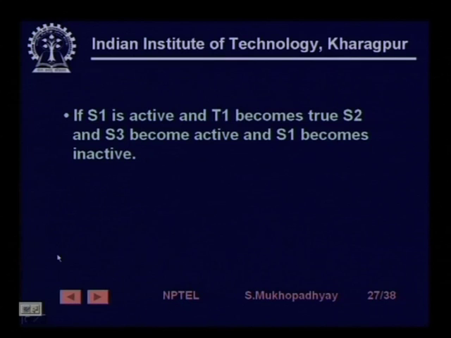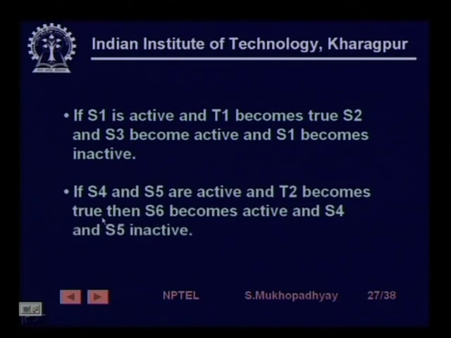So, the same thing is written here: if S1 is active and T1 becomes true, S2 and S3 become active and S1 becomes inactive. If S4 and S5 are active and T2 becomes true, then S6 becomes active and S4 and S5 become inactive. Okay.